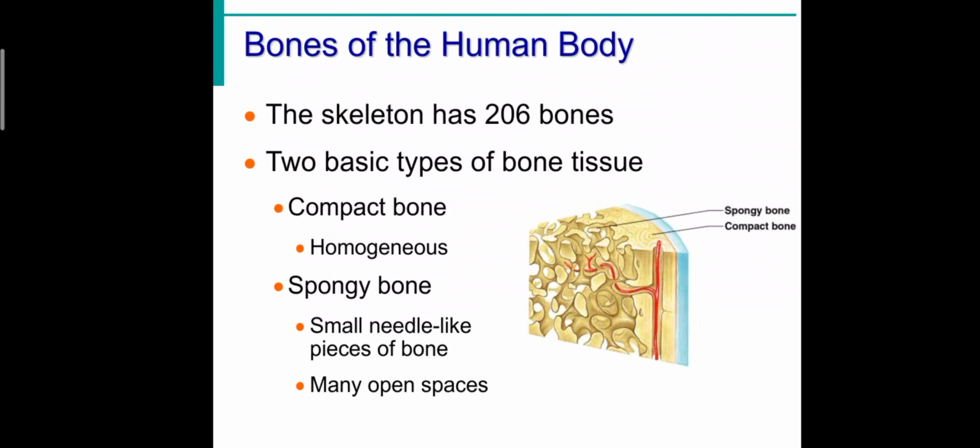Bones of the human body. The skeleton has 206 bones. Two basic types of bone tissue: compact bone, homogeneous, and spongy bone, small needle-like pieces of bone, many open spaces. It is compact bone and it is spongy bone.